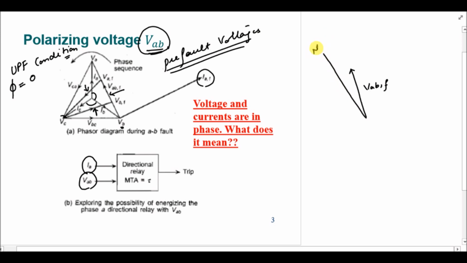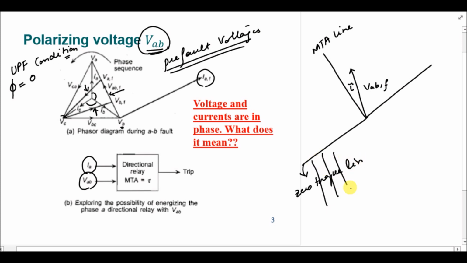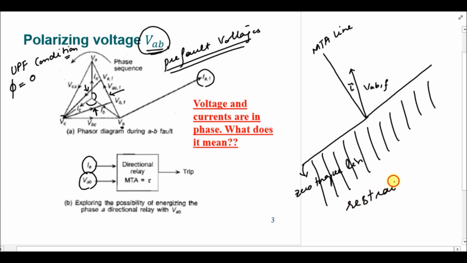So this is your MTA line at an angle tau with the polarizing quantity. To define the zero torque line, it will be at 90 degree with the MTA line. So this is your zero torque line, and this region is your restraint region for the directional relay, and the region in the direction of the MTA line is the trip region. So if the fault current is in the trip region, then the relay will operate, and we can consider this VAB as a polarizing quantity.